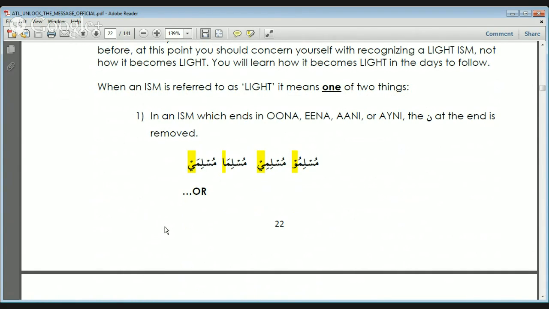But here, it is considered light if the noon at the end is removed. So instead of muslimuna, it reads as muslimu. Instead of muslimina, it reads as muslimi. Instead of muslimani, it reads as muslima. Instead of muslimaini, it reads as muslimay. If that noon is missing, then what? That means it is light. Very good.